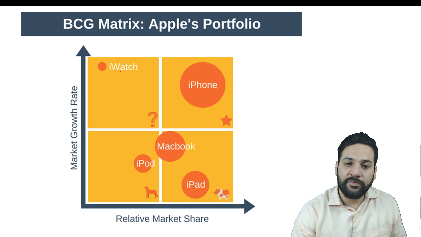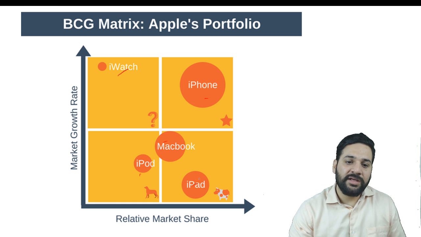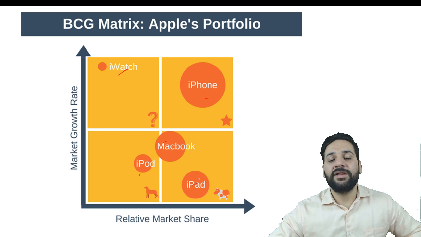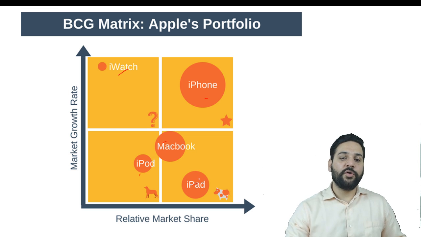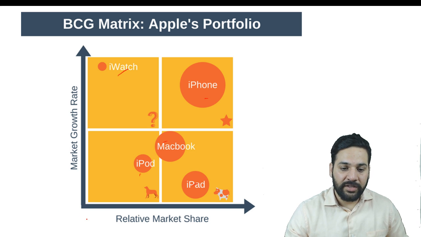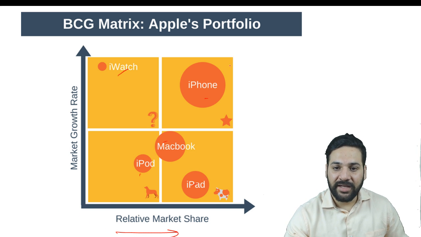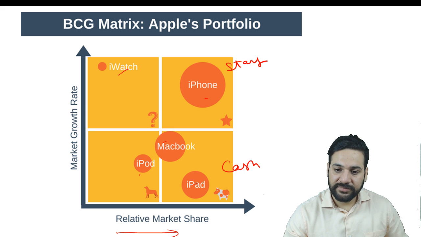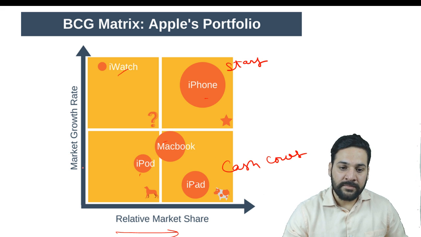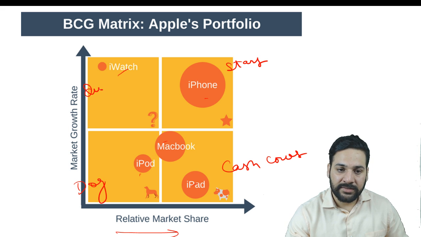So Apple is producing iWatch, iPhones, MacBooks, iPods, and iPads. So there are basically four parts, we are dividing the whole portfolio into four parts. So here we go, the market share. These are stars. These are cash cows. These are dogs, and these are question marks.